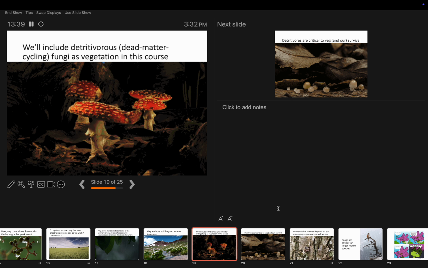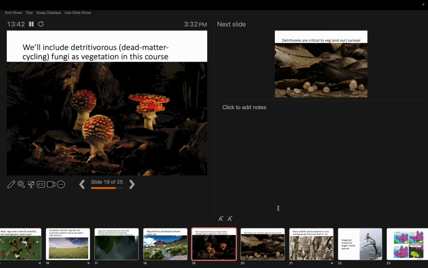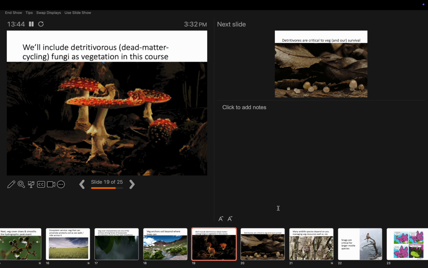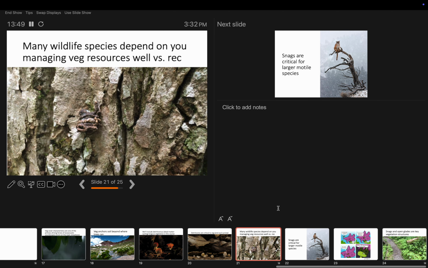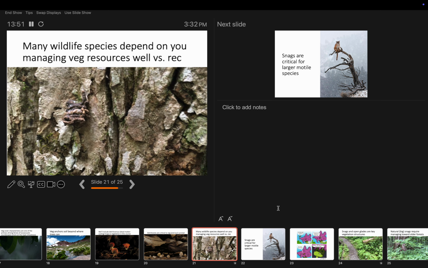We're going to call fungi vegetation. I know that mycologists are going to be just rolling over in their graves on that, but we got places to go, people to see, and meadows to trample. I'm kidding.